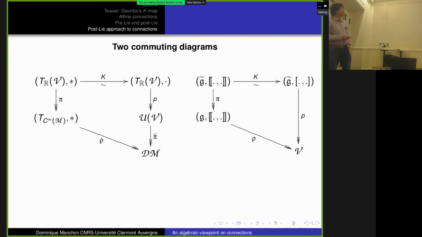And what is the right hand side column? Here you have the universal enveloping algebra of V, this is the canonical projection. And this universal enveloping algebra projects onto the differential operators on your manifold. And this diagram commutes. And if you restrict to Lie elements, you get this diagram here.